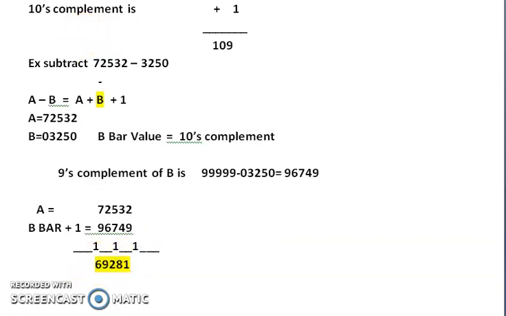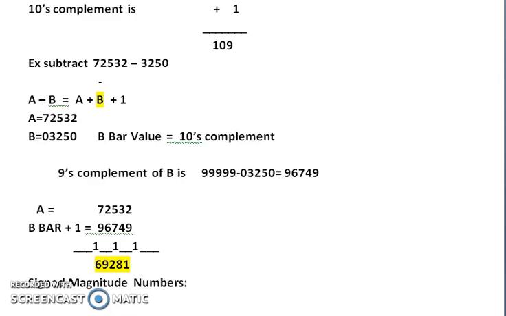So you can calculate the subtraction like this. It is called a complement, which helps in the subtraction of numbers. The next topic is signed magnitude numbers.